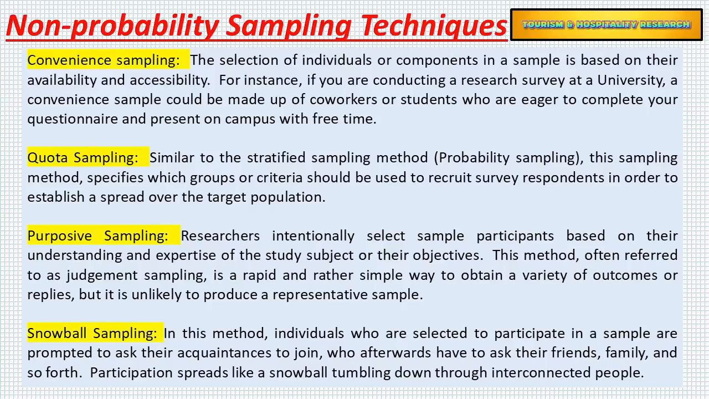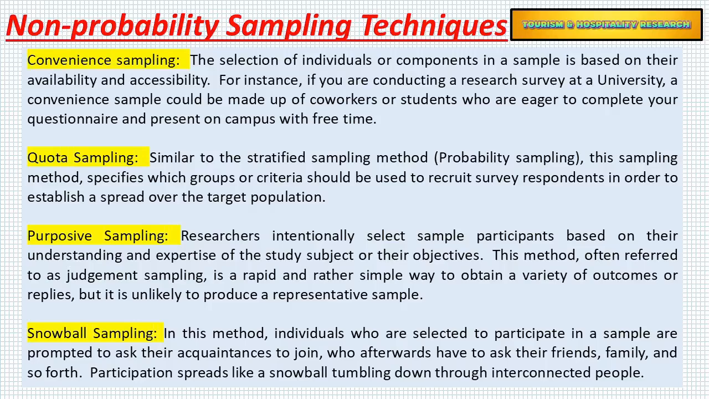Similar to the stratified sampling method which we discussed earlier in probability sampling techniques, this sampling method also specifies which groups or criteria should be used to recruit survey respondents in order to establish a spread over the target population. It depends on the researcher's knowledge and experience which group of people or which criteria should be used to recruit the respondents. The third is purposive sampling.